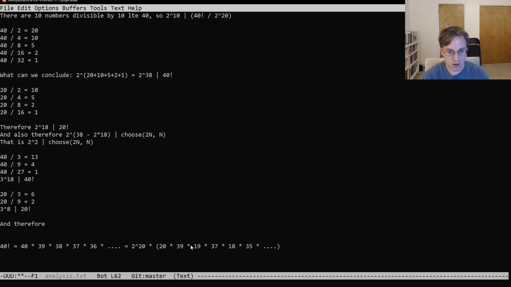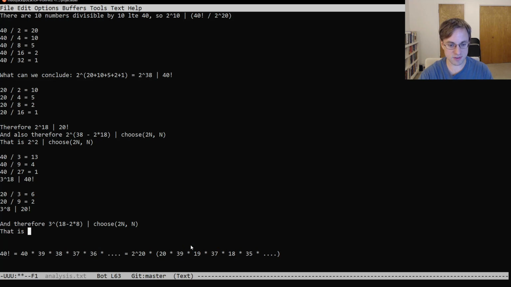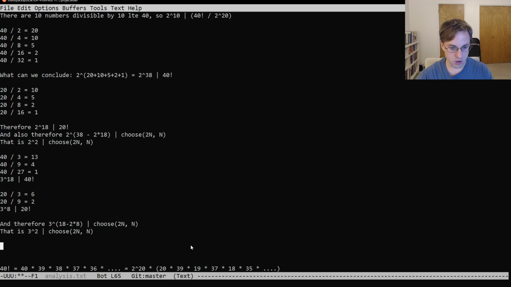And therefore, 3 raised to the 18 minus 2 times 8 divides choose 2n comma n. That is, 3 squared divides choose 2n comma n. Great. Okay, on to the 5's.